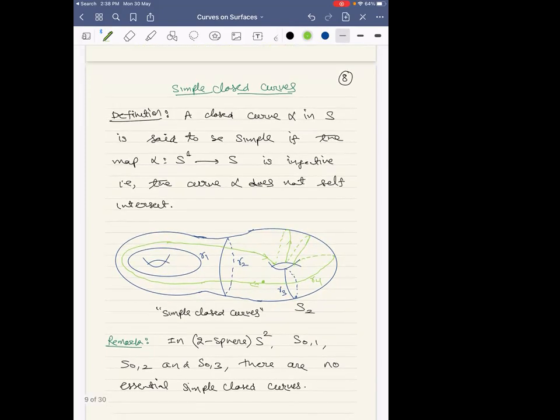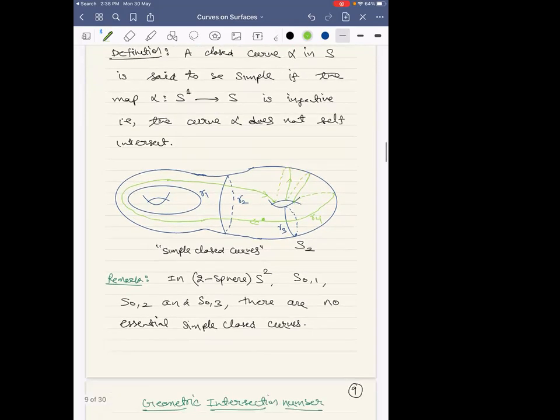So this is some simple closed curve. It does not self-intersect. And there are many complicated looking curves, for example, in a genus surface. And I'm sure you can come up with more of these. So please try to draw enough pictures of simple closed curves.